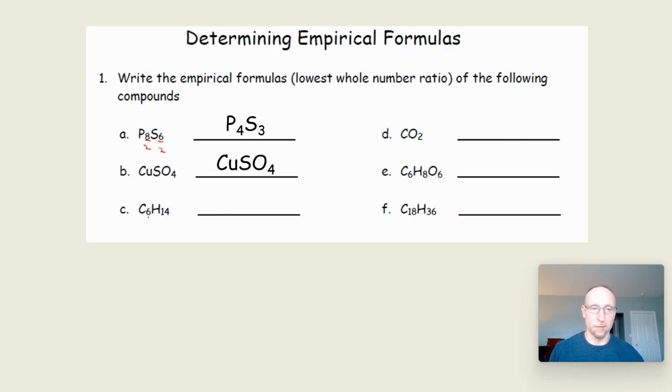Next one, 6 and 14. Those are both also divisible by 2. So that reduces to C3H7. Next one is already simplified, CO2. Next one, 686. Those are all divisible by 2 also. So we get 343. And then the last one, 18 and 36, are both divisible by 18, so we get CH2, a 1 to 2 ratio. So that's determining the empirical from the molecular.